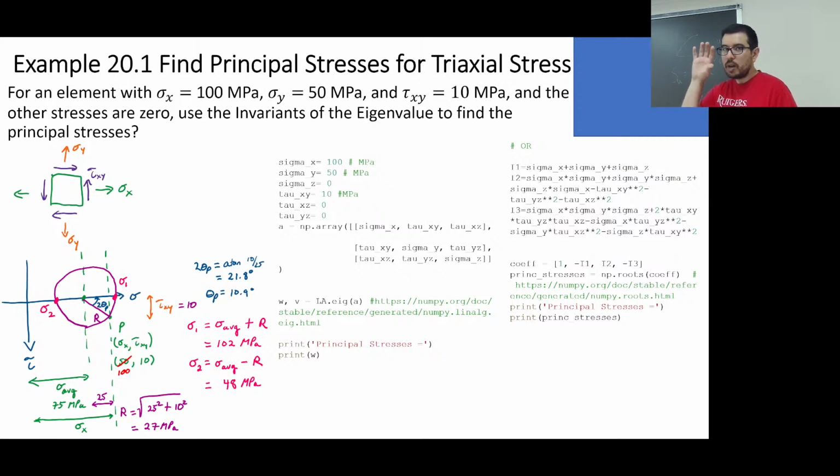Okay, so what we've talked about in this part is how to find the normal stresses associated with what's called a triaxial state of stress, where you have no shear and it's just sigma 1, sigma 2, and sigma 3.